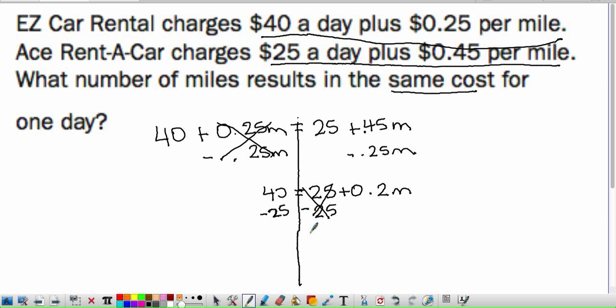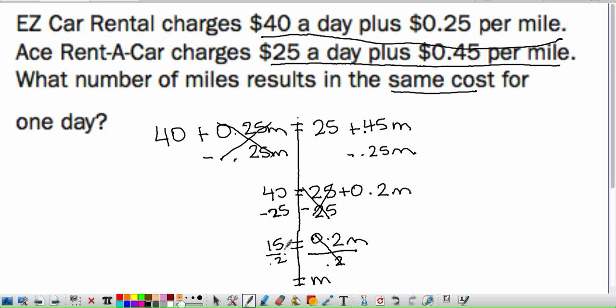25 minus 25 is 0, and so that leaves us with 0.2m equals, we've got 40 minus 25. You can do the long borrowing, or you can do some mental math. 40 minus 20 is 20. 20 minus 5 is 15. Either way, it's going to work out the same way. To get the m by itself, they're multiplying by 0.2, so we're going to divide by 0.2. And that's going to get our m by itself. 0.2 divided by 0.2 is 1m.